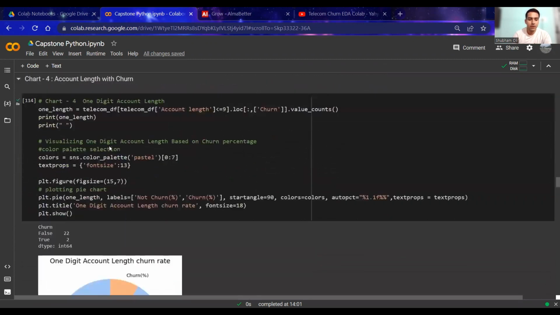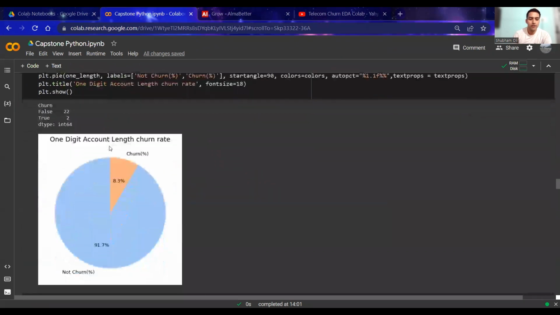And now we will take a look at the account length with the churn. First, we will divide the account length into 3 different categories. First is 0 to 9, single-digit account length. Then we have 2-digit from 10 to 99 and 3-digit from 100 to 999. We see that 8.3% of customers have churned for the single-digit account length. These are fairly new customers. They have not churned much because they have just opted for the service.